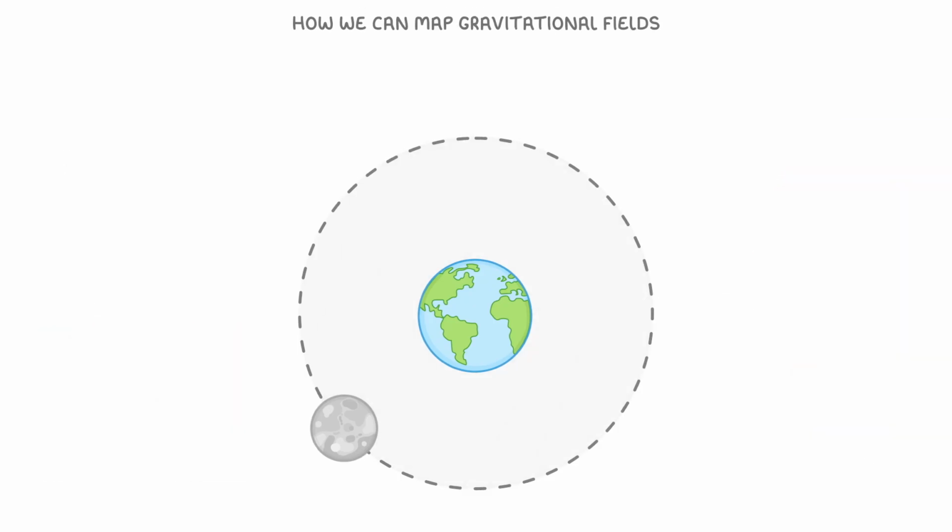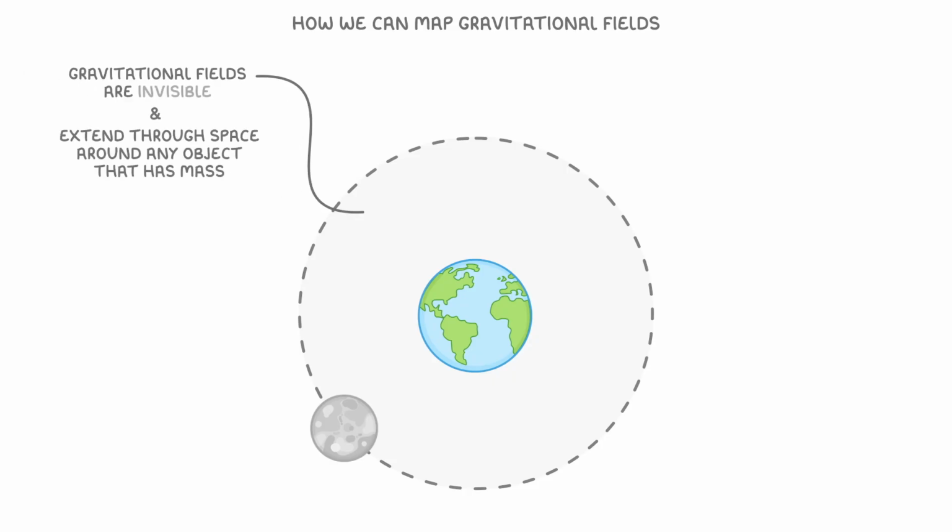Next, let's explore how we can map gravitational fields. Gravitational fields are invisible, and they extend through space around any object that has mass. This means that gravity can act on objects without the objects actually touching each other.